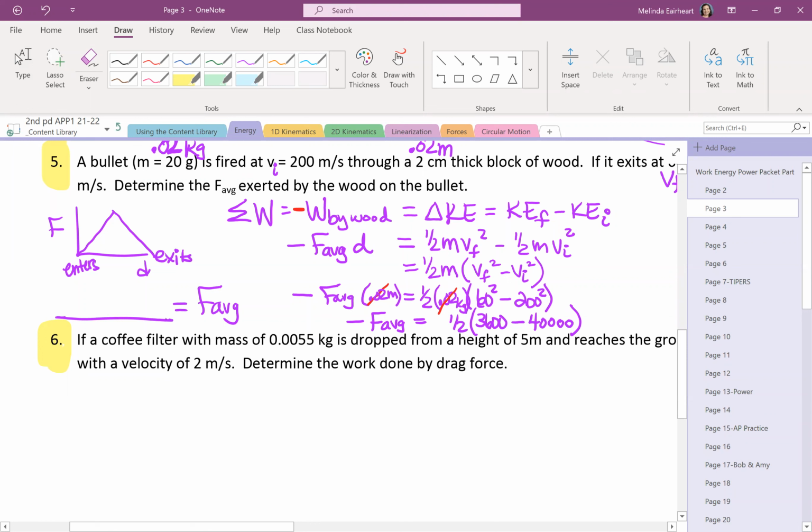What do we get? And it's okay if it's a big number. We want to slow down that high-speed bullet, right? 18,200 newtons. Now that's an average. So if it starts at 0, right? 18,200 is the average. It's going to go higher at its maximum point.